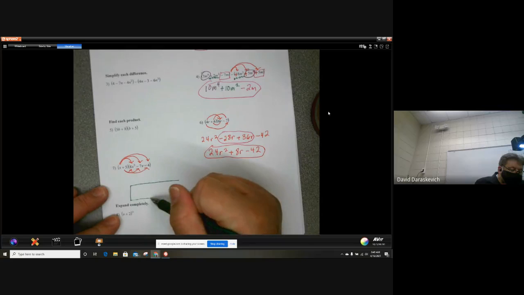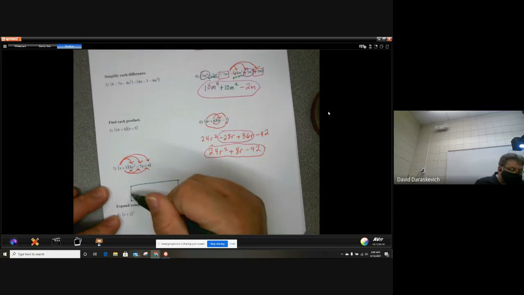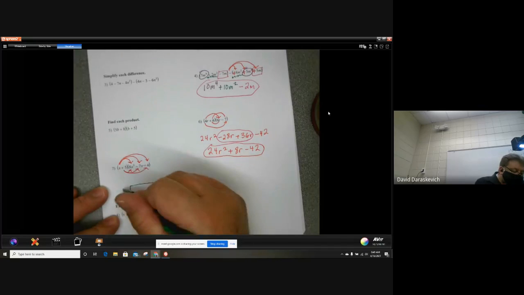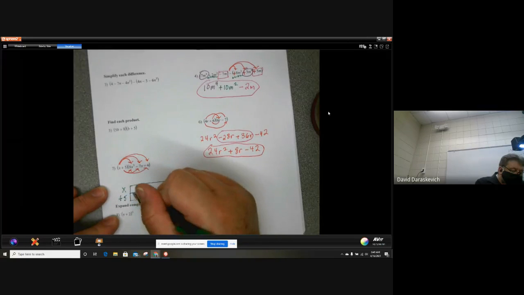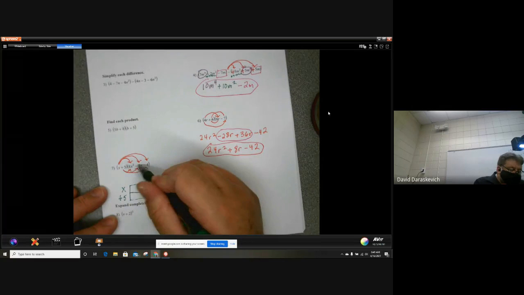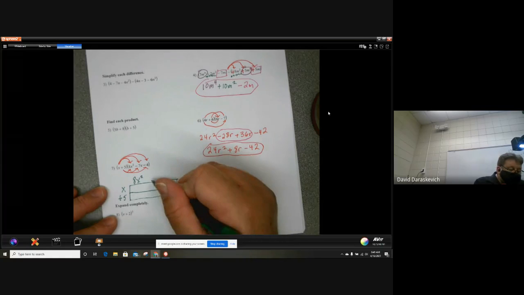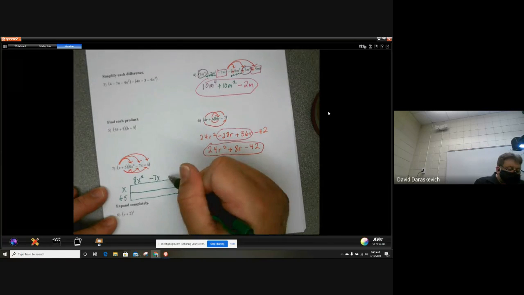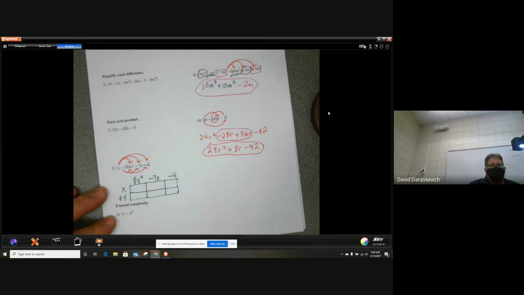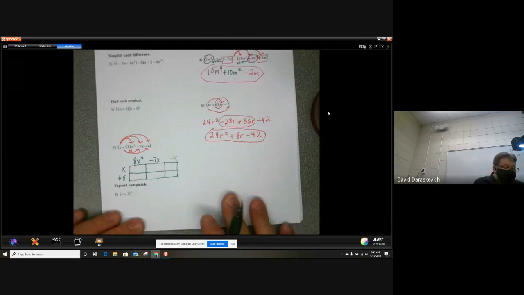Okay, and I like putting the smaller one for my rows. This is a binomial, so I put that for my rows. I've got an x and a plus 5. So that gives me 2 rows. And then on top, I put the larger one. In this case, it's a trinomial, 8x squared minus 7x minus 4. That gives me 3 columns. Then I just multiply.